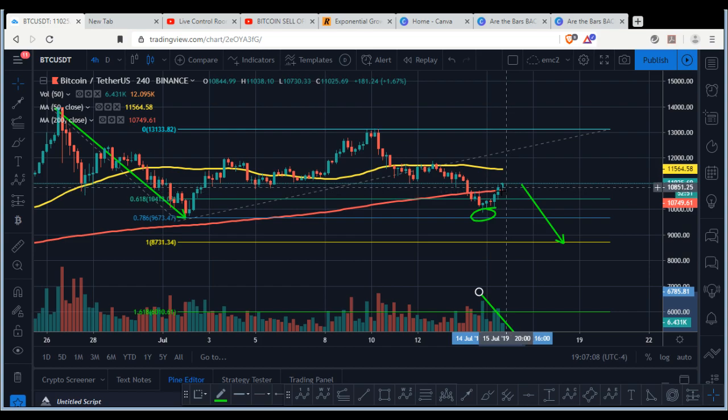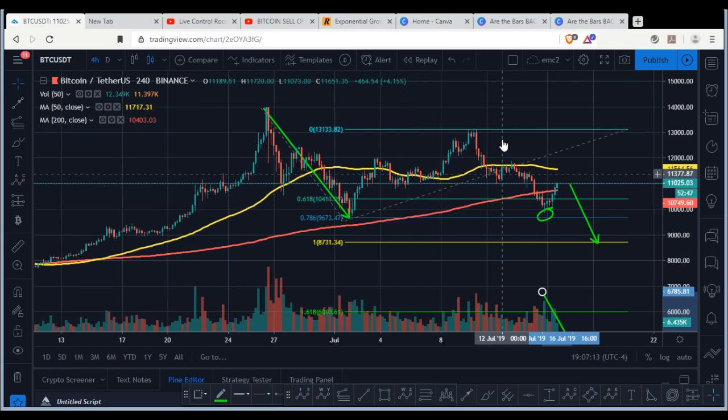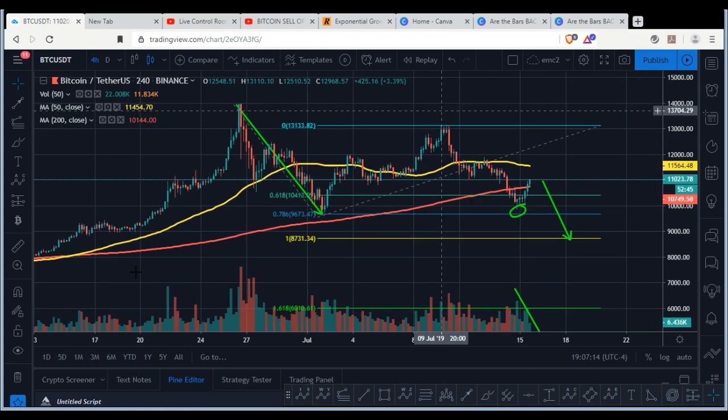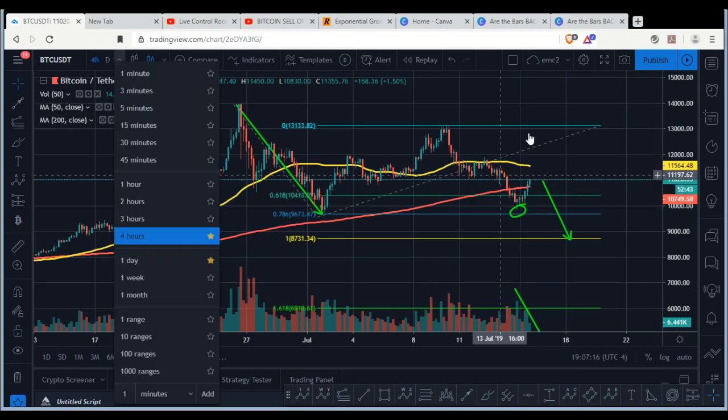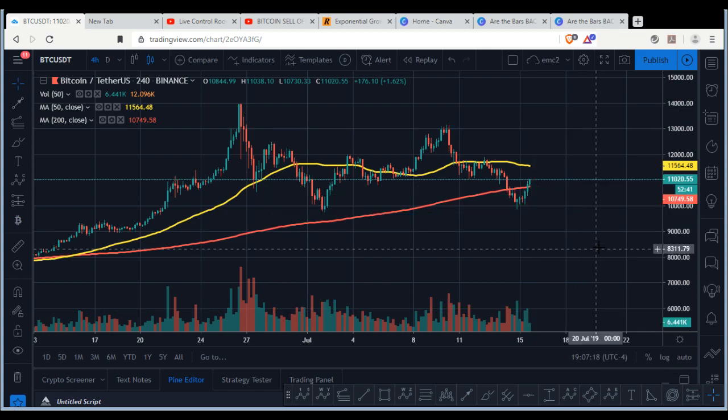But let's not FOMO, okay? Let's not FOMO. Let's take a look at the lower time frame. So now we just broke 11k.